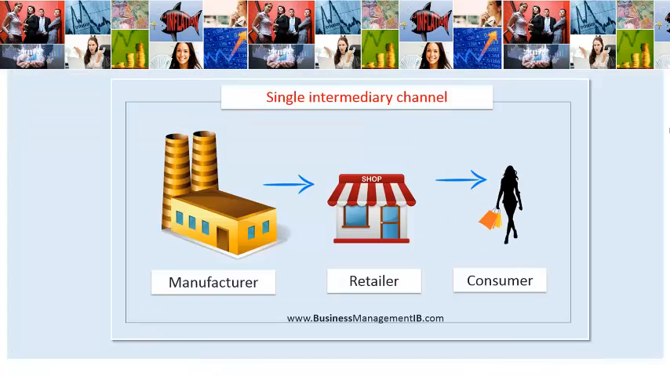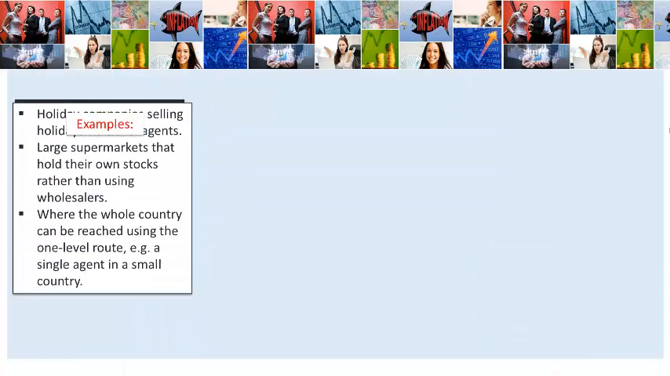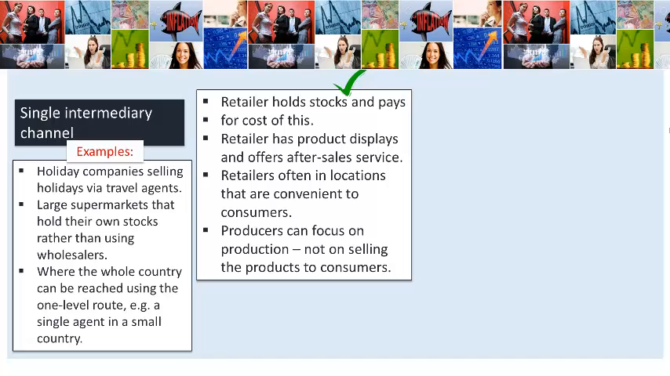The single intermediary channel. So this is the one that goes from manufacturer to retail to consumer. Examples: holiday companies selling holidays via travel agents, large supermarkets that hold their own stocks rather than using wholesalers, and where the whole country can be reached using a one-level route, so a single agent in a small country.